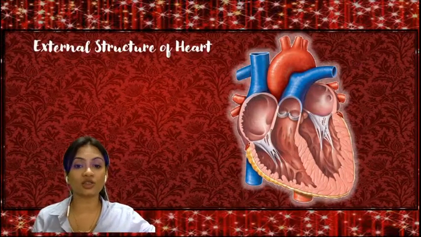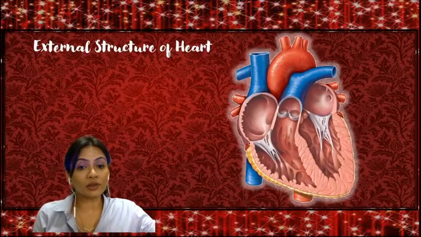Alright, so let us begin now. Since we've basically studied the general structure of the heart, let us now come to the different parts of it, the different chambers, and which are the important blood vessels that are visible. Alright, so we begin with the external structure of the heart.